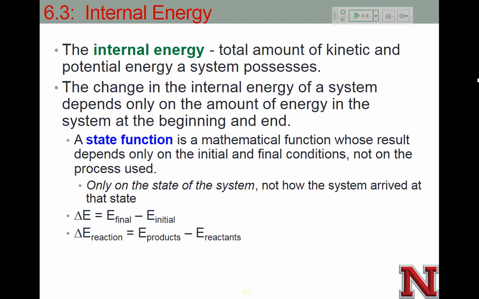This might seem confusing, but I'm going to give you an analogy that really makes sense. So our delta E is going to be equal to E final minus E initial. If we're talking about our change in energy of a reaction, that's going to be our energy of our products minus our energy of our reactants. But it doesn't matter how the reaction got there. And that's going to be really important, especially when you get to something like organic chemistry. Later on, we're really going to be mapping this out. So how does a state function work? Let me give you an analogy that makes a lot more sense.